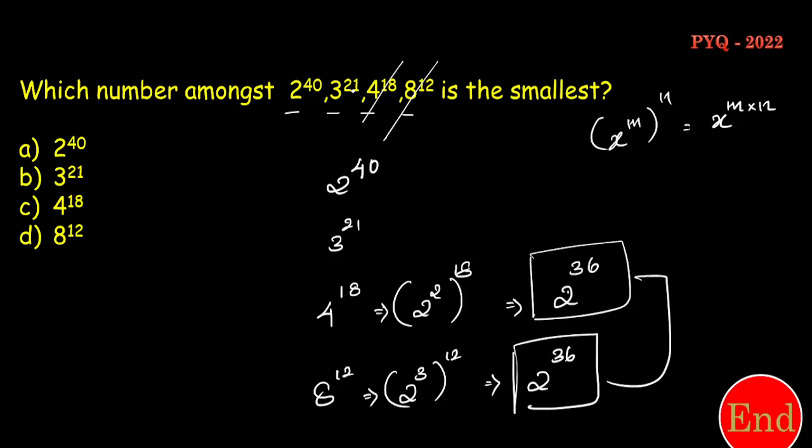The remaining are 2 power 40 and 3 power 21. Look at this: 2 power 40 is more than 2 power 36, correct? So this is also not the smallest number. The remaining one is 3 power 21, and 3 power 21 is the smallest compared to the others. So the answer is option B, 3 power 21.